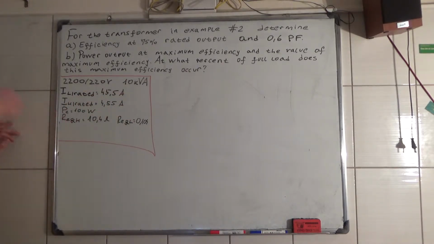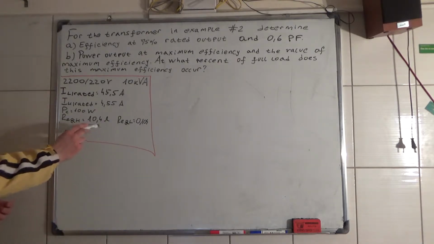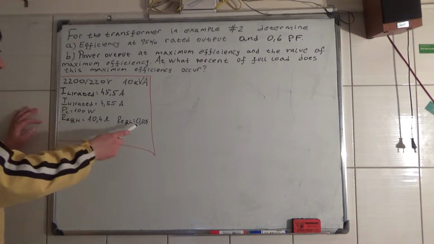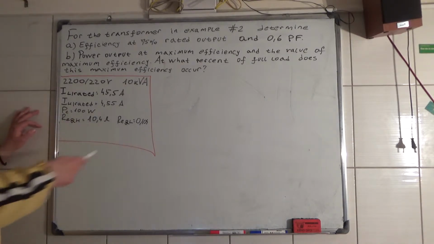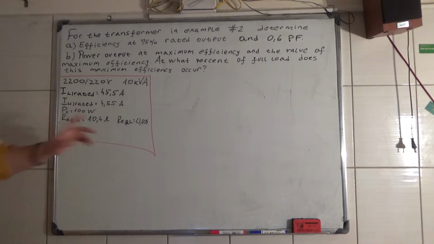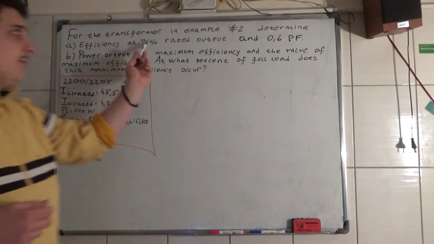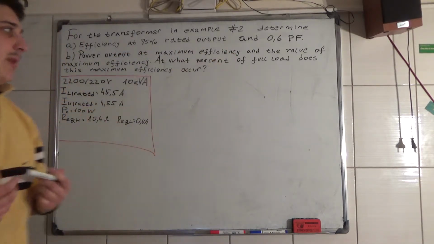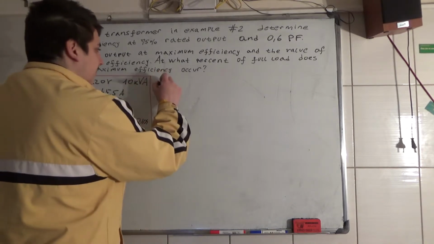The core loss from the no load test was 100 watts, and the equivalent resistance from the high voltage side was 10.4 ohms, and from the low voltage side was 0.104 ohms. I forgot to put the ohm sign or unit here, but you don't have to. So now let's measure the efficiency when we have 75% rated output and 0.6 power factor.